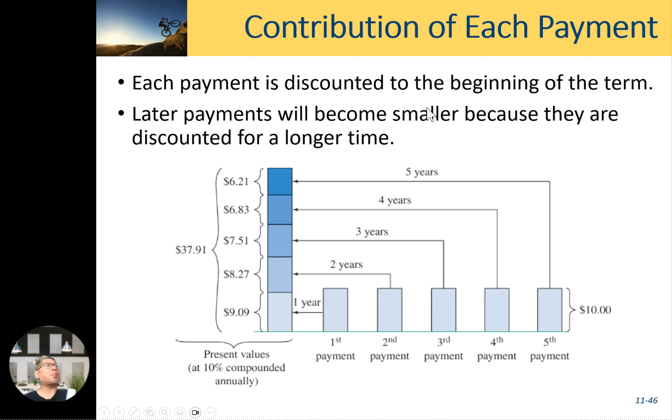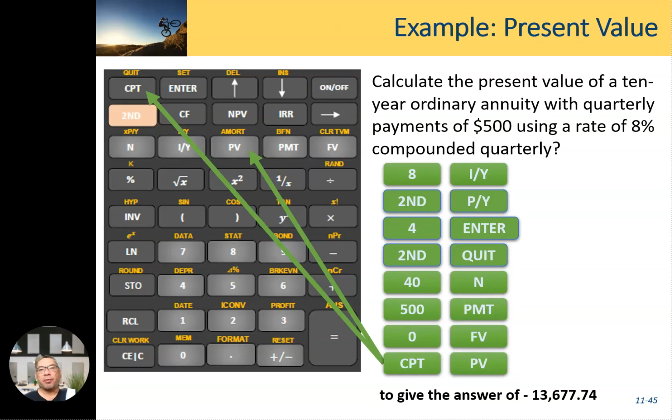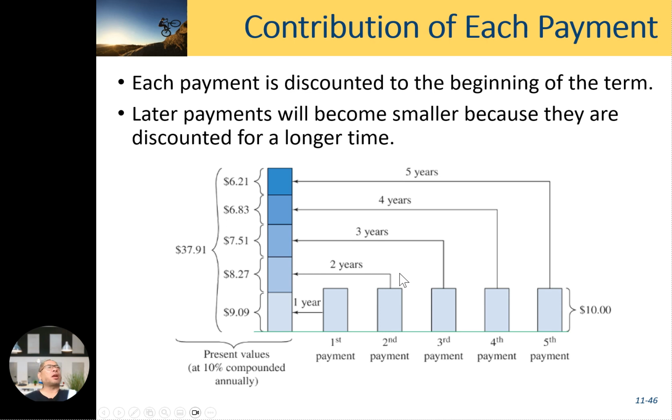And then each payment is discounted to the beginning of the term. Later payments will become smaller because they are discounted over a longer time. Basically, it's the reverse of the previous one, okay? If it is present value, each payment is discounted to the beginning of the term. Later payments become smaller because they are discounted over a longer term. The first one is bigger, but the later ones become smaller because they are discounted over a longer time.